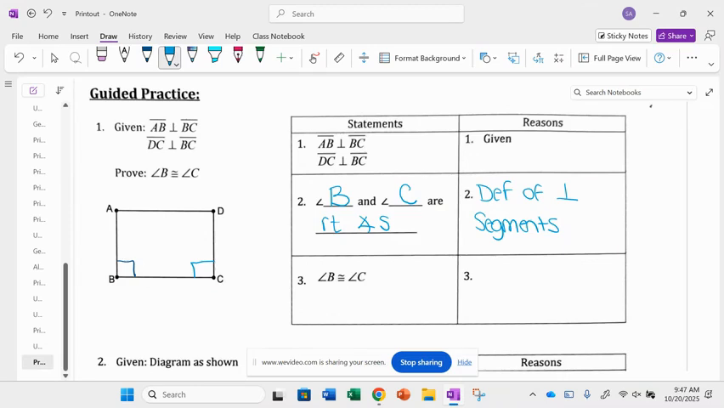All right, so now we have angle B is congruent to angle C. Well, didn't we just state that they were both right angles? And didn't we just learn a theorem that right angles are congruent? So that's what we can write. We can say right angles are congruent. And that's a theorem that we just learned.